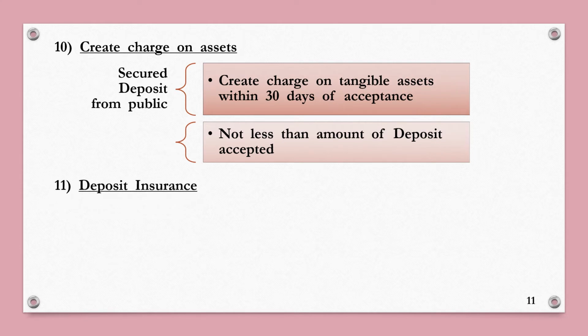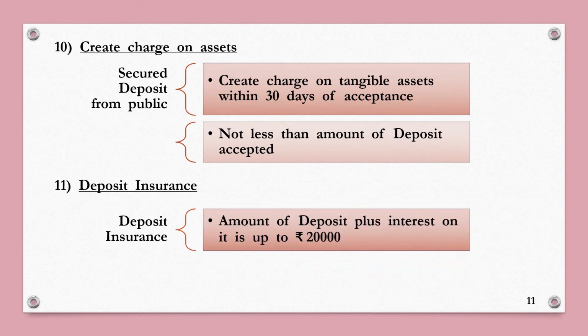The 11th condition is related to deposit insurance. Rule number 5 of Companies Acceptance of Deposits Rules 2014 speaks about deposit insurance. It states that the company inviting deposits must enter into a contract for providing insurance to the depositor. It is compulsory for companies to take deposit insurance if the amount of deposit plus the interest on such deposit is up to rupees 20,000.